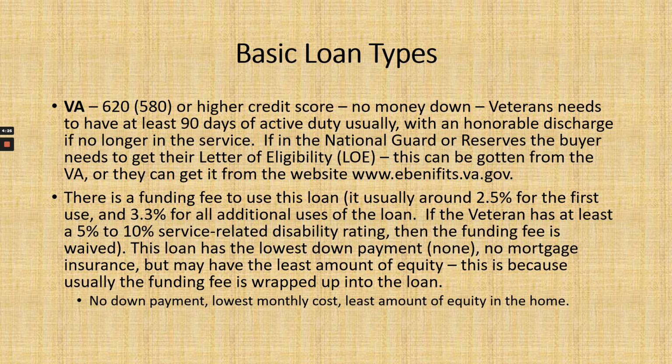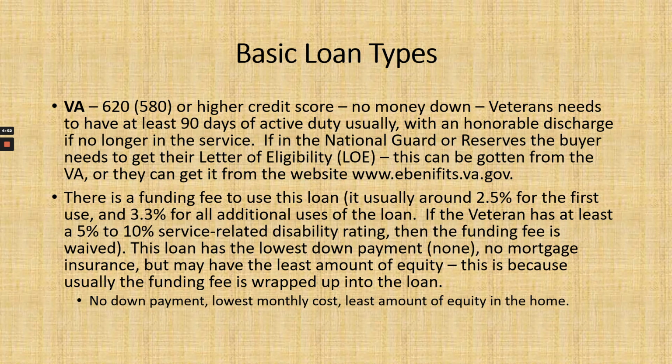It can be gotten from the VA or www.ebenefits.va.gov. If you go to ebenefits.va.gov, it's easier for the veteran to do this. They click it, it opens up right in the middle. It says, get my COE, or LOE, letter of eligibility. Click it, it takes them 5 minutes. They get a copy of it, they send it to the lender. The lender can order it, but it can take them a couple weeks. So just depending on what your time frame is, it's a lot easier for the veteran to do this.